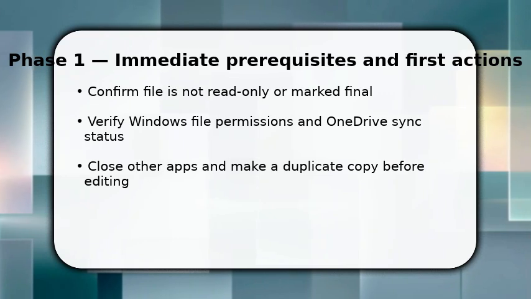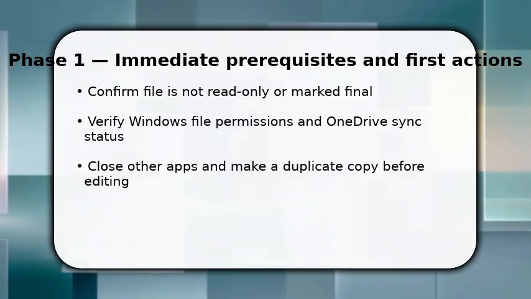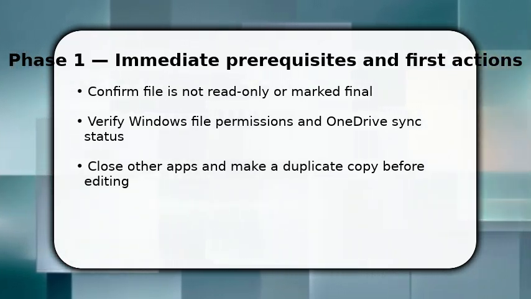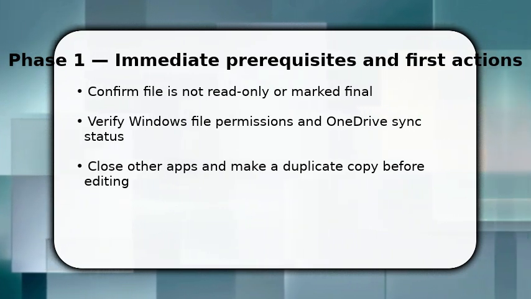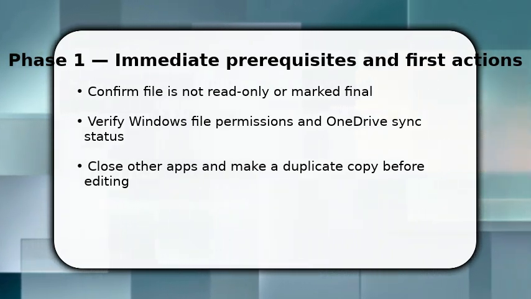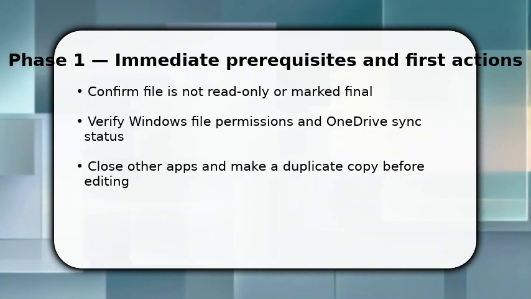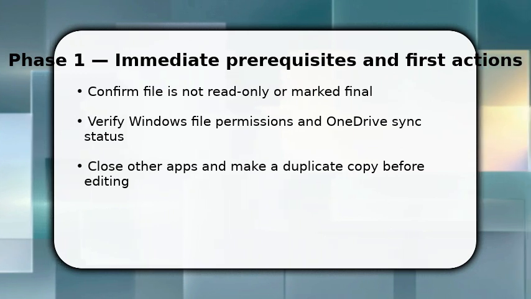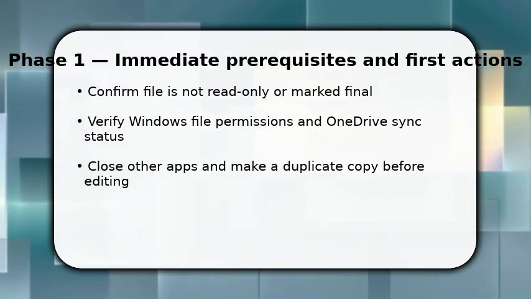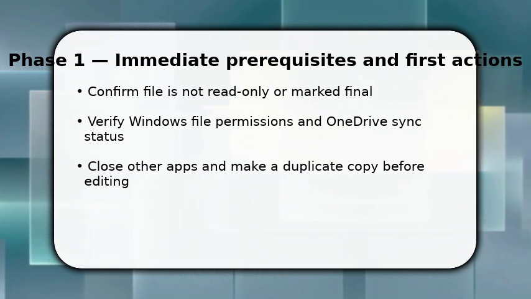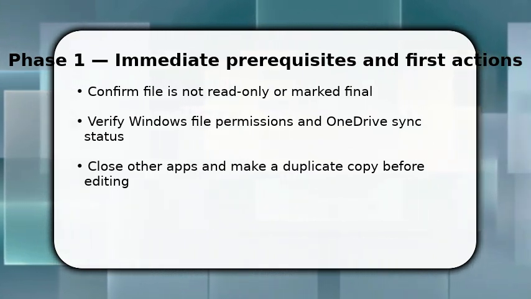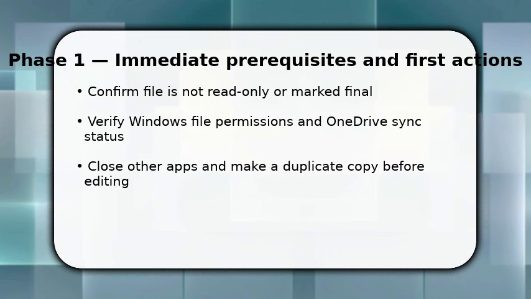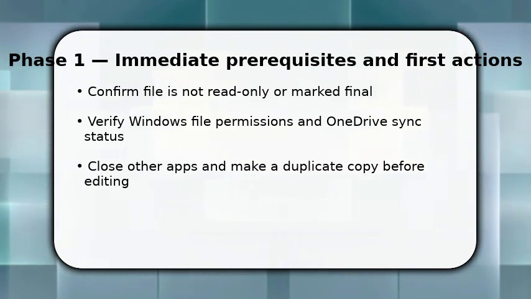You start by confirming the file state, because Word will refuse edits on read-only or final documents. Open File Info. If you see read-only or marked final, clear it. Next, check Windows permissions and OneDrive sync. Make sure the file isn't locked by another device or app. Once done, save a duplicate to your desktop. This prevents data loss and gives you a writable copy to work on immediately, which often fixes the edit block.